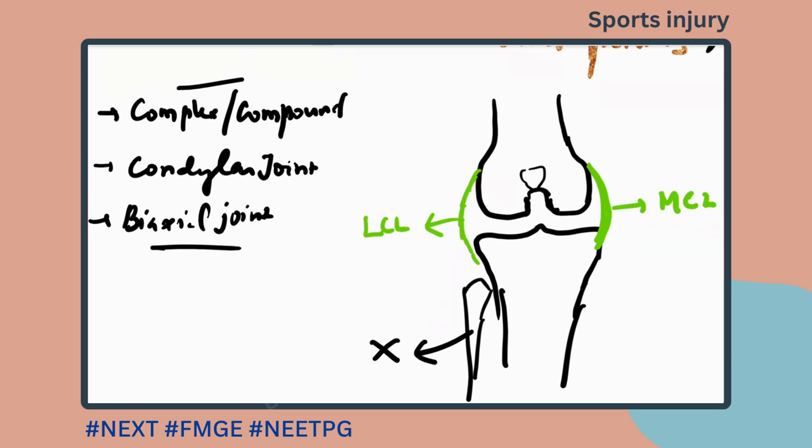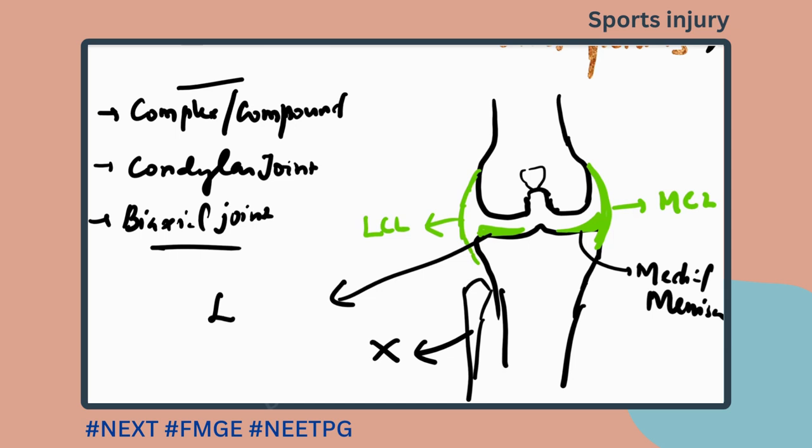Now within the joint, there is a semicircular disc-shaped structure called the meniscus. You should see the diagram and see what I am drawing here. Very important point. If you see this meniscus, what is it called? This is the medial meniscus. And what is this meniscus called? Lateral meniscus. What is the difference between the two menisci which you see in this diagram?